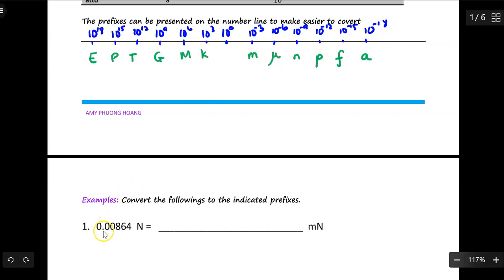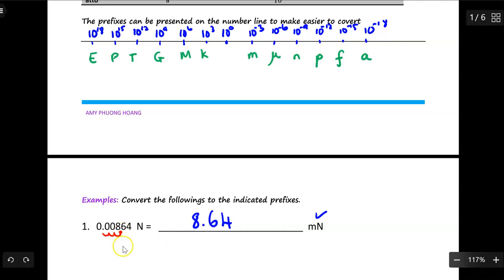So I'm moving my decimal point this way, to the right. That means I do the same thing on here. I will pick this decimal point and move it to the right, because if I move it to the right, I will meet the milli. But how many decimal places do I move? The difference between these is 3. So I need to move 3 spaces over. Here is my decimal point. I will go 1, 2, 3. It's landed after the A, so 8.64 millinewton.